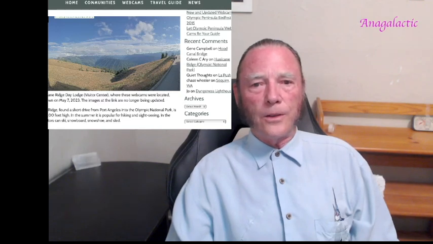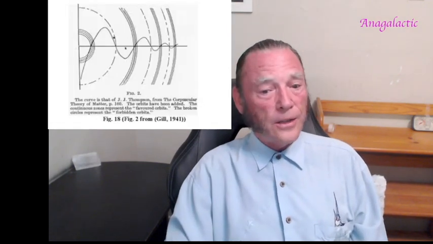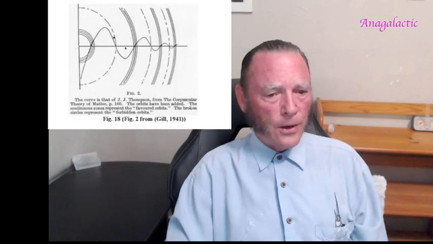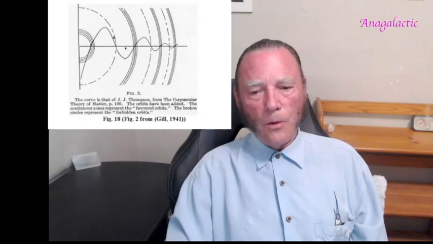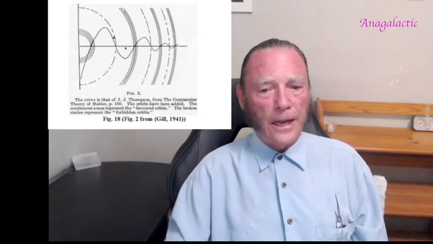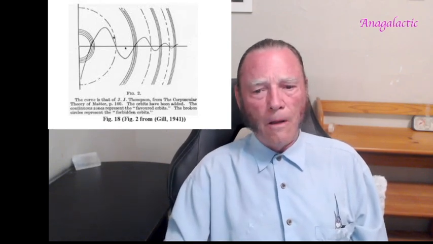I think that's gorgeous. The curve is that of J.J. Thomson, from his book, The Corpuscular Theory of Matter. The orbits have been added, so this actually has been edited. I'm not sure how.